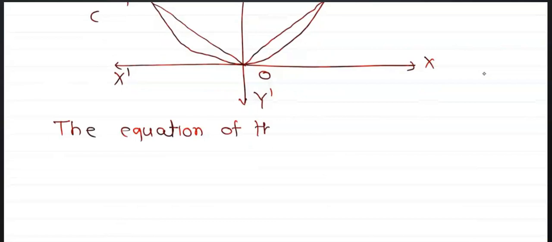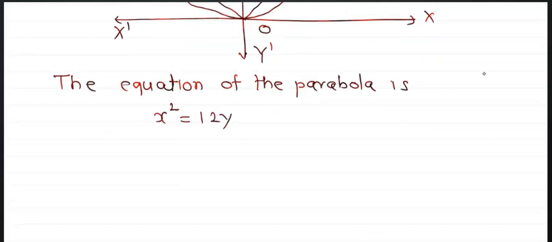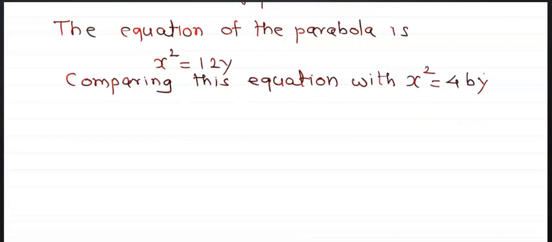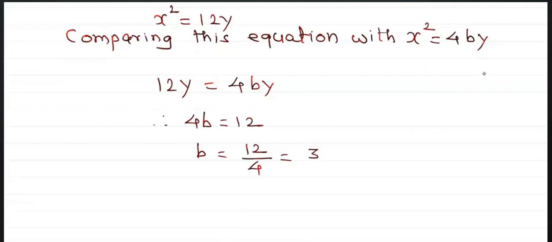Equation of parabola x square is equals to 12y. Comparing this equation, x square is equals to 4by. The value of b is 3. Therefore, the focus is 0, 3.